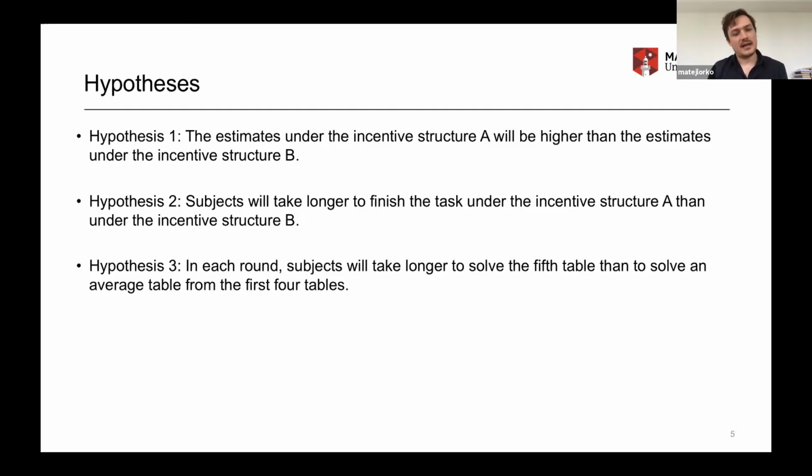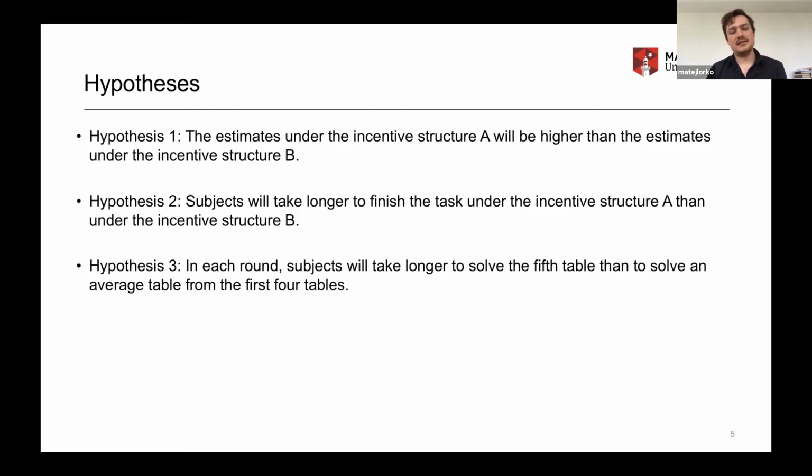The second hypothesis that follows from that is that subjects will actually take longer to finish under incentive structure A than under B, right? So if there are no speed incentives in place, I inflate my estimate and then I make sure I finish on that estimate. Whereas if there are both accuracy and speed incentives, then in that case, you want to still be accurate in estimation, but you want to try to be, I'm not saying as fast as possible, but you definitely want to be a little quicker.